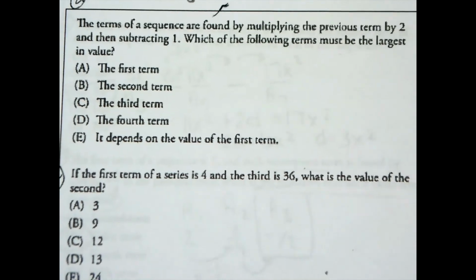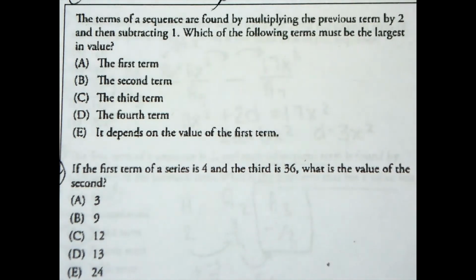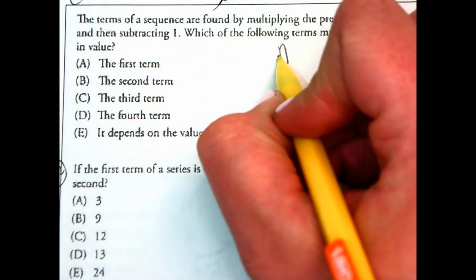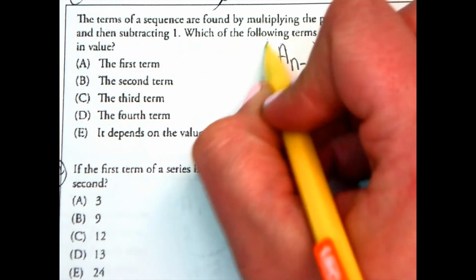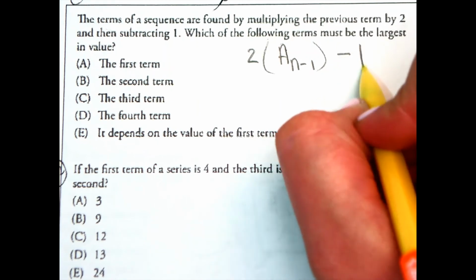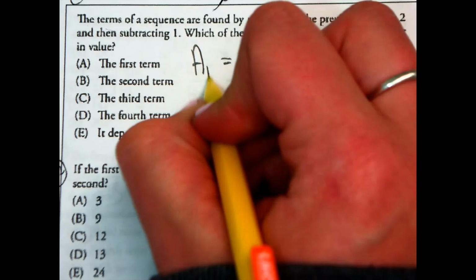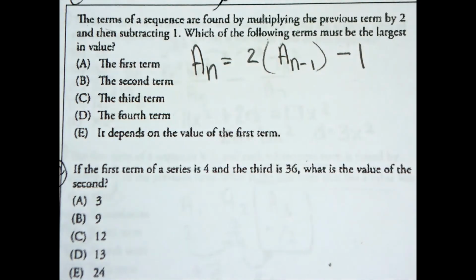Number 21, the terms of the sequence are found by multiplying the previous term by 2 and then subtracting 1. Which of the following terms must be the largest? Okay, so I'm going to write a general formula. The terms are found by multiplying the previous term, so a sub n minus 1, times 2, then subtracting 1. So this is going to give us our a sub n value. We want to know which of the following terms must be the largest.